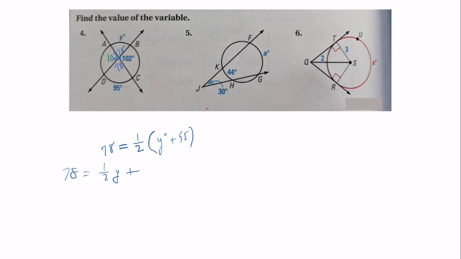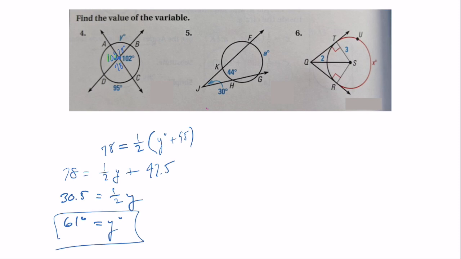What's that? 47.5. Subtract 47.5 from both sides. 78 minus 47.5 is 30.5, which equals 1/2 y. Multiply by 2, and we get 61 degrees is the measure of y.